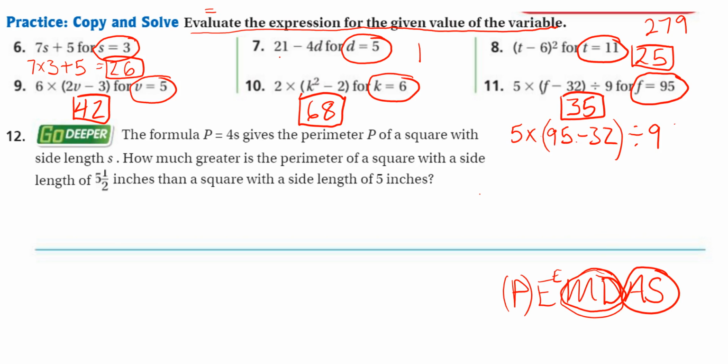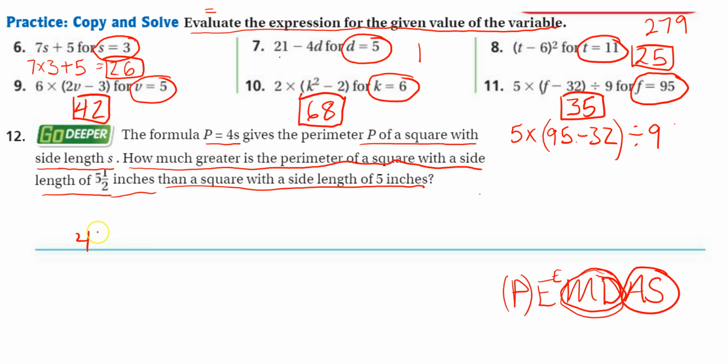Okay, go deeper. The formula P equals 4S gives the perimeter P of a square with side length S. How much greater is the perimeter of a square with a side length of 5.5 inches than a square with a side length of 5 inches? How much greater? So you're comparing the difference. Okay, so there's a couple different ways you could do this. One, you could just do the formula for both problems.